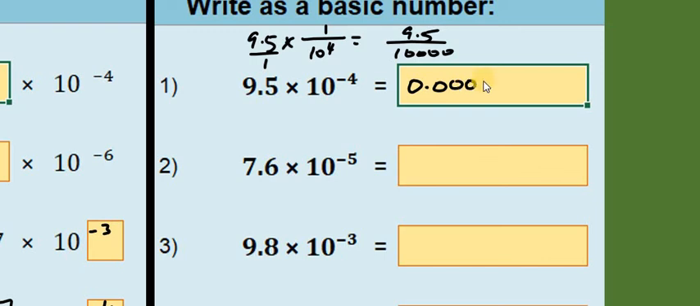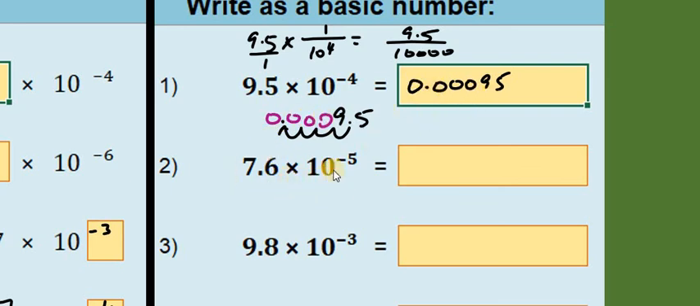Let's see. 1, 2, 3, 4. All right, so this will be the answer. Again, if we have 9.5, we shift 1, 2, 3, 4 places to the left. Then we'll have the zeros here. And so it'll be 0.00095. So we'll have 4 zeros here.